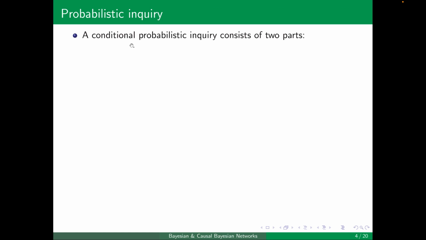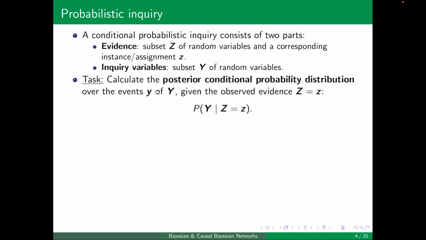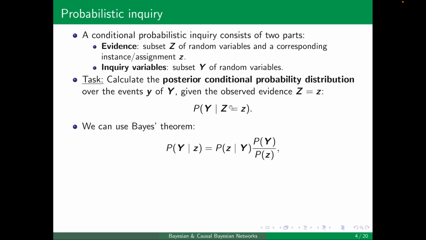A little bit of recall, probabilistic inquiry. A conditional probabilistic inquiry consists of two parts. There is an evidence, a subset Z of random variables, and an assignment small letter z, as well as inquiry variables Y of random variables. The task is to calculate the posterior conditional probability distribution over the events Y given the observed variables Z. So this is what we have. And we often drop this Z equal to and just denote it with small letter z only.